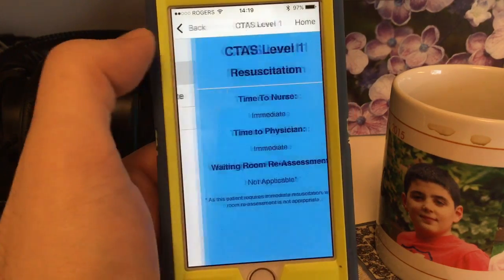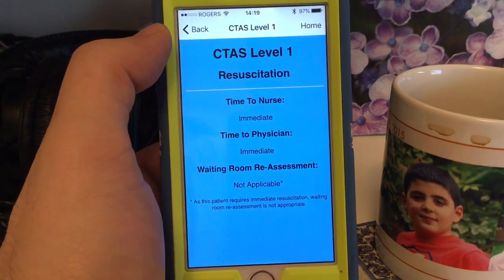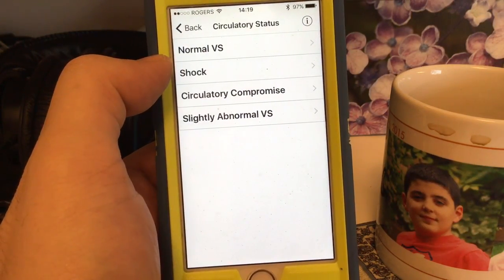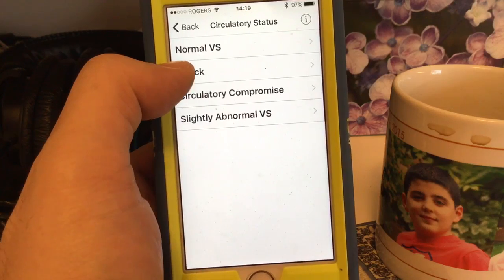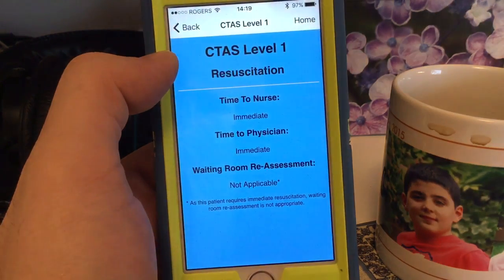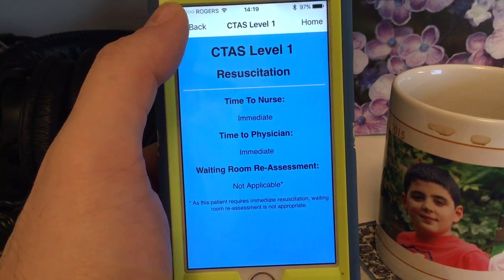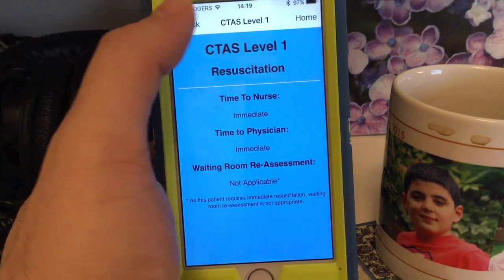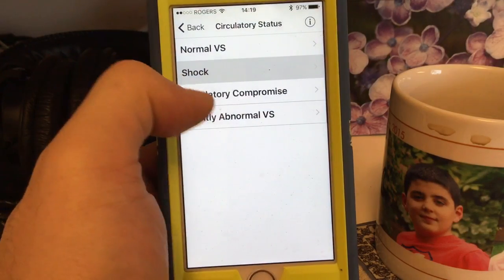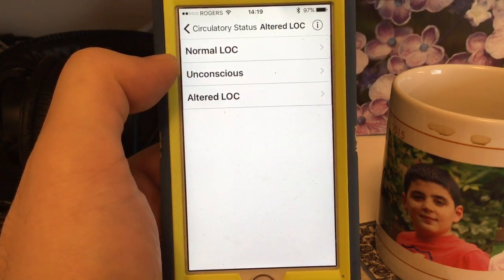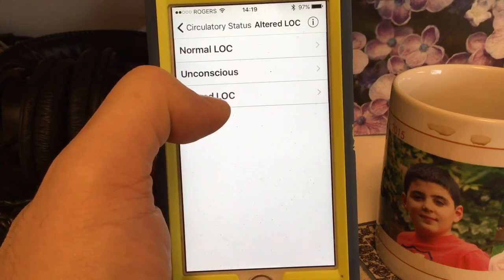So if you have severe respiratory distress, you immediately go to a CTAS 1, which means a resuscitation. If not, then you go down something similar. So once you go through signs of shock, which is low caps, things like that, hypotension, or altered mental state, you're going to a level 1 immediately. If you choose something else like a circulatory compromise or a little bit of abnormal cells, it goes through mental status, which again is a sign of shock.